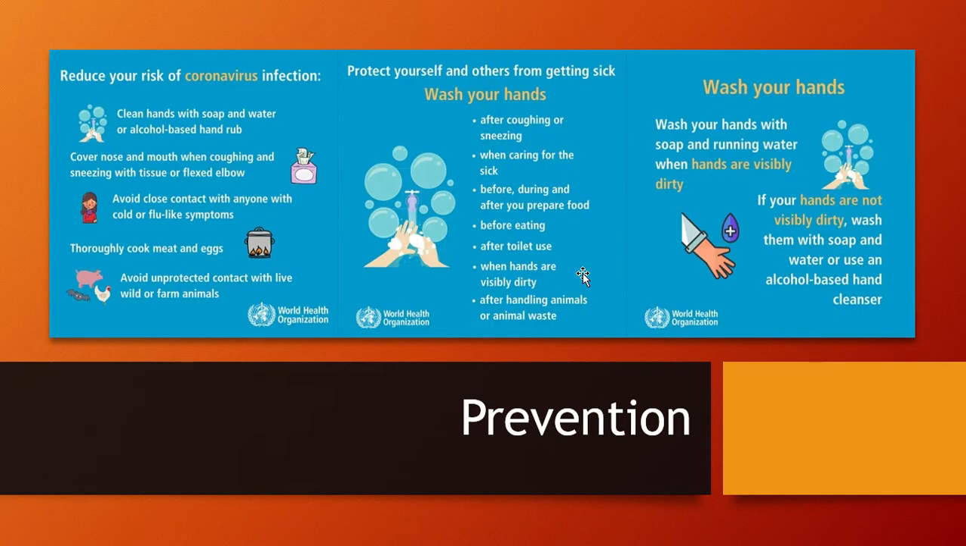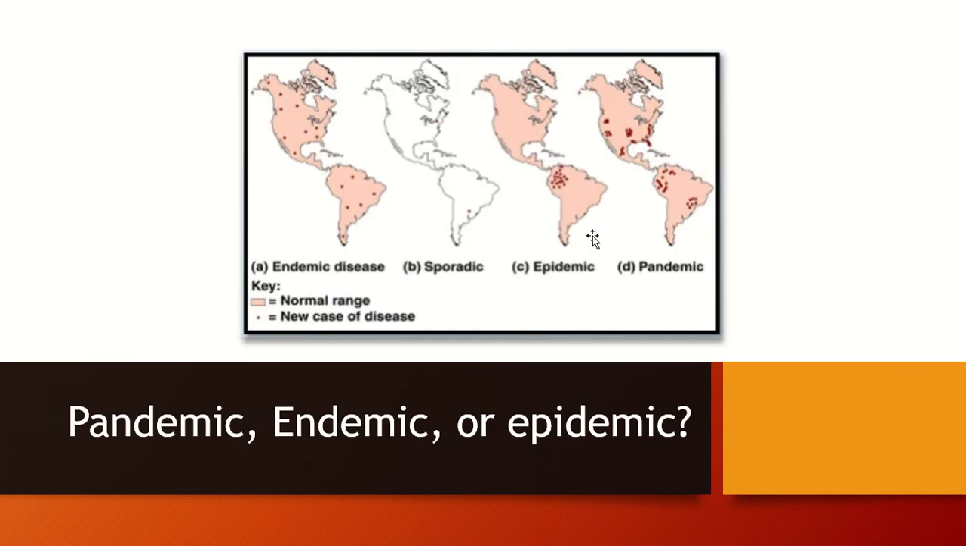So, is the coronavirus an epidemic, pandemic, or endemic? So, the coronavirus used to be an endemic in China. It is now an epidemic and will soon transfer into a pandemic if no cure is found.